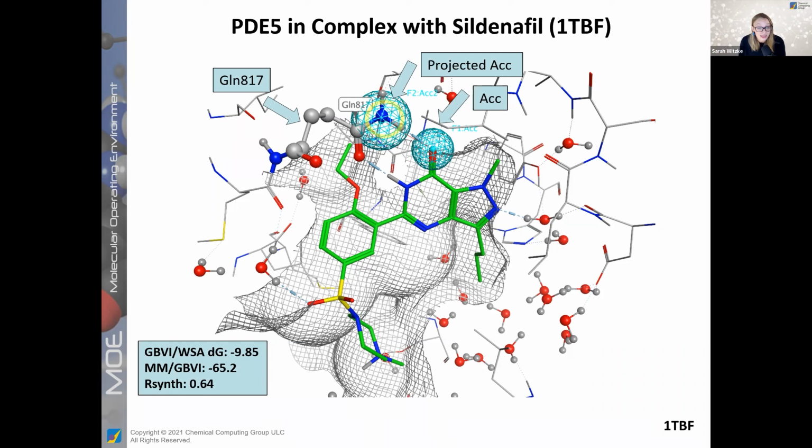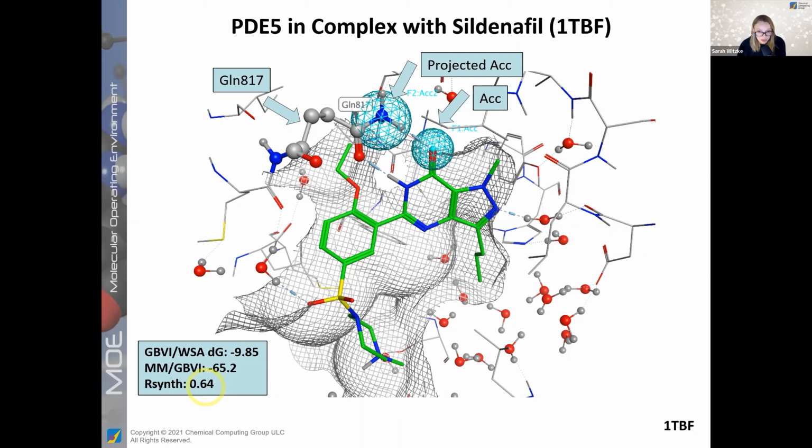I have also indicated the binding affinity that has been scored with our generalized Born implicit solvent scoring function, which we also use for our docking score. And we have around minus 9.9 kcals per mole. And I have added in the force field interaction, so around minus 65 kcals per mole, and of course also the score of sildenafil of around 0.64.